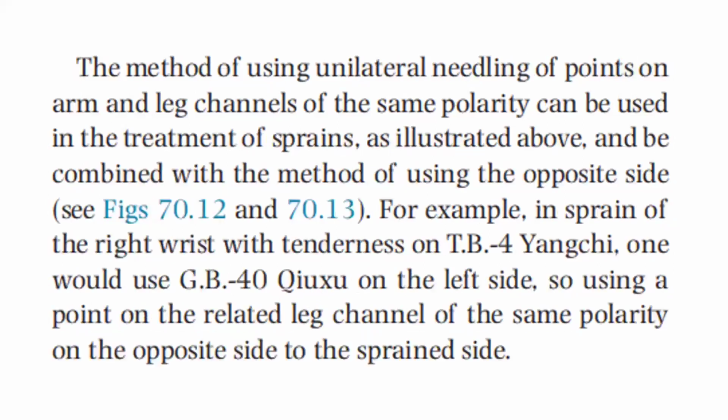The method of using unilateral needling on positions on arm and leg channels of the same polarity can be used in the treatment of sprains as illustrated above, and can be combined with the method of using the opposite side. For example, in sprain of the right wrist with tenderness on TB4, one would use GB40 on the left side. So using a point on the related leg channel of the same polarity on the opposite side to the sprain side.